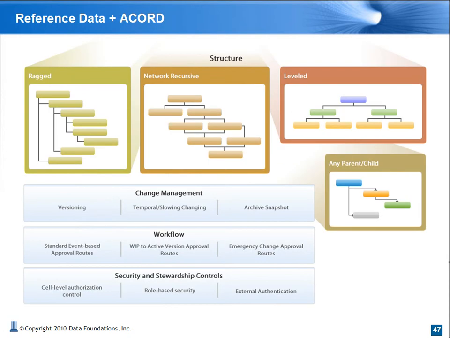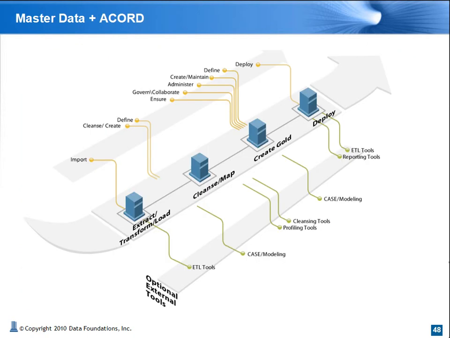OneData for insurance comes out of the box ready to model and support the previously discussed hierarchical structures, allowing you to comprehensively manage reference data and hierarchies through a data governance paradigm. That includes change management, workflow, and security and stewardship controls. Master data is loaded and imported from source systems, cleansed and mapped, passed through workflow till approved, and ultimately, in the form of the gold copy, deployed throughout the enterprise landscape to downstream applications and databases.